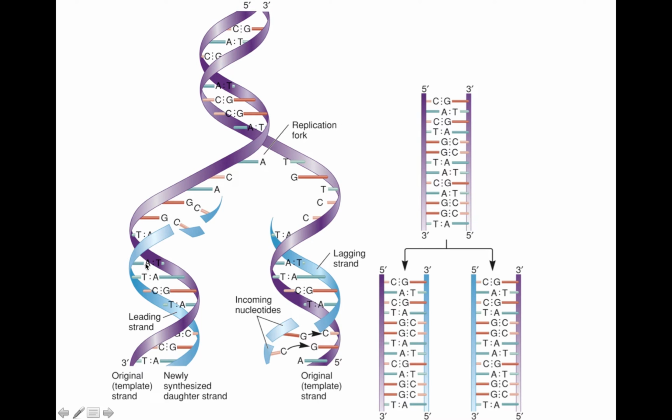Here is a diagram showing just that, with the two parental strands in purple and the two new daughter strands in blue. Here is our replication fork. When the two strands come apart at the replication fork, they are open to be hydrogen bonded by new incoming nucleotides. They come in one at a time and add on to the growing 3' end of the DNA molecule.